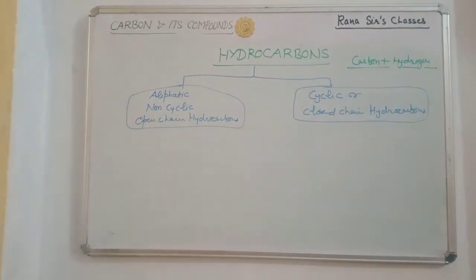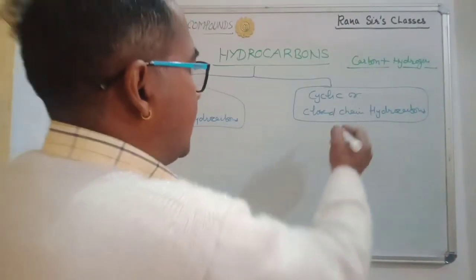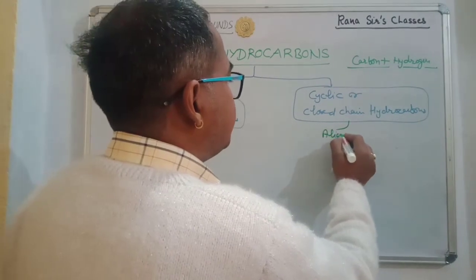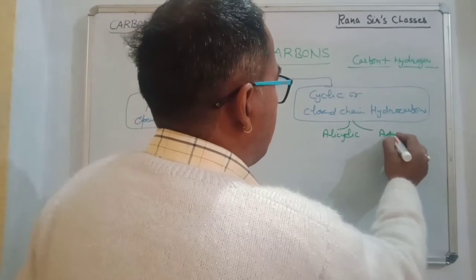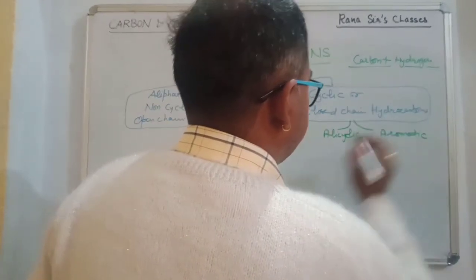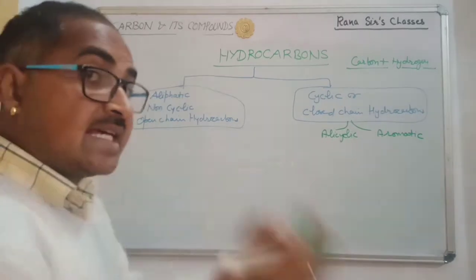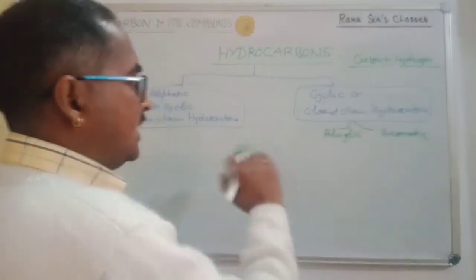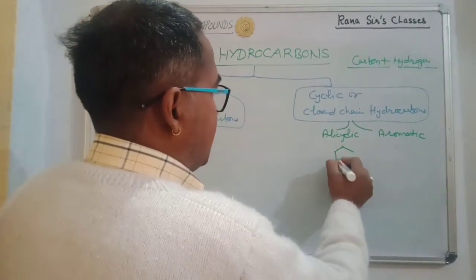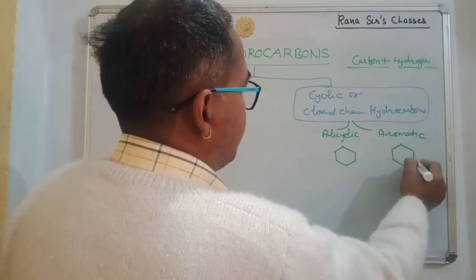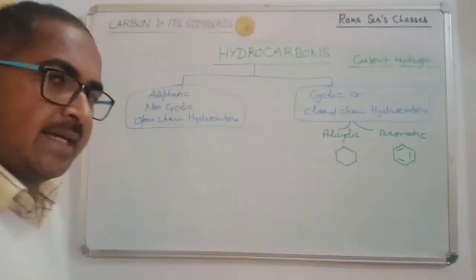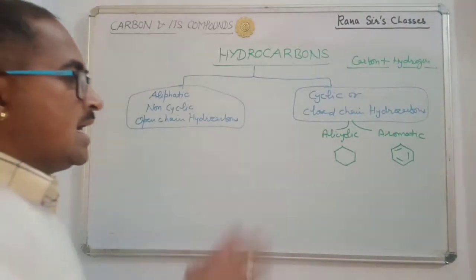Now what happens, in this two types will come. Number one is alicyclic and second is aromatic like benzene. And alicyclic means cyclic aliphatic, that is alicyclic, means cyclohexane. This is your cyclohexane, but this is your benzene, aromatic. So here we have seen this.